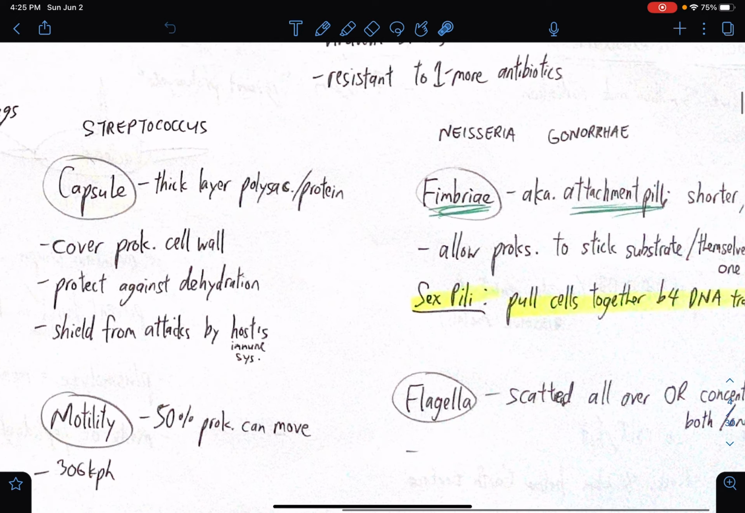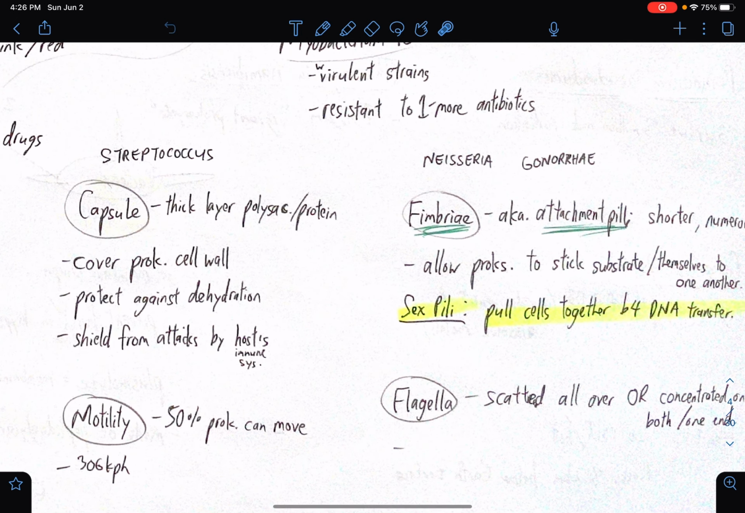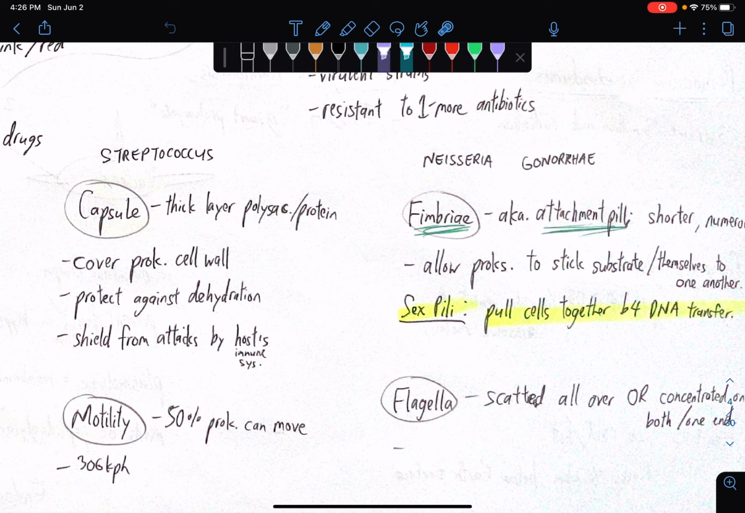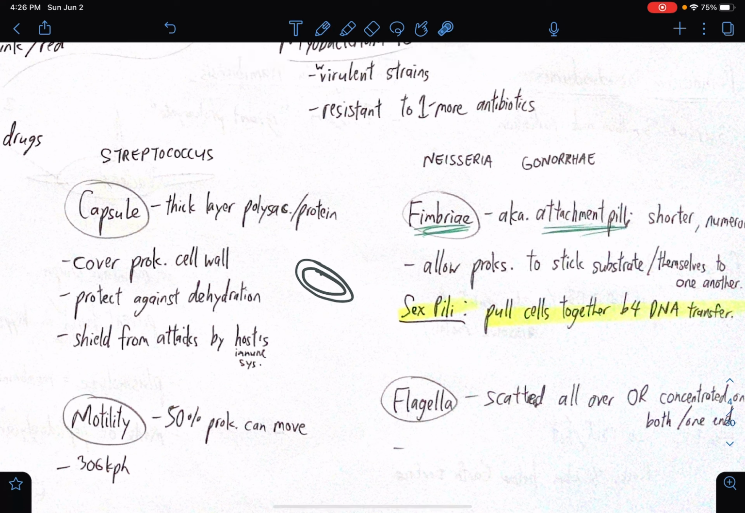I think these are parts of a bacteria, I suppose. The capsule is the thick layer of polysaccharide or protein. It covers the prokaryotic cell wall. Yes, I remember. So aside from a bacterium having a cell wall, a capsule encompasses it. So it's not the cell wall that's in the outermost layer. The capsule also protects against dehydration, and it shields from attacks by the host's immune system.